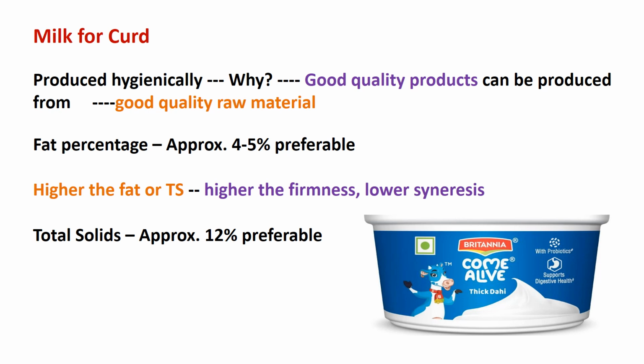I have mentioned earlier, sometimes 1 or 2%, up to 3%, milk powder or skim milk powder is added for better thickening and texture or firmness. So total solid minimum should be 12%, and sometimes if we add milk powder it will be still better.